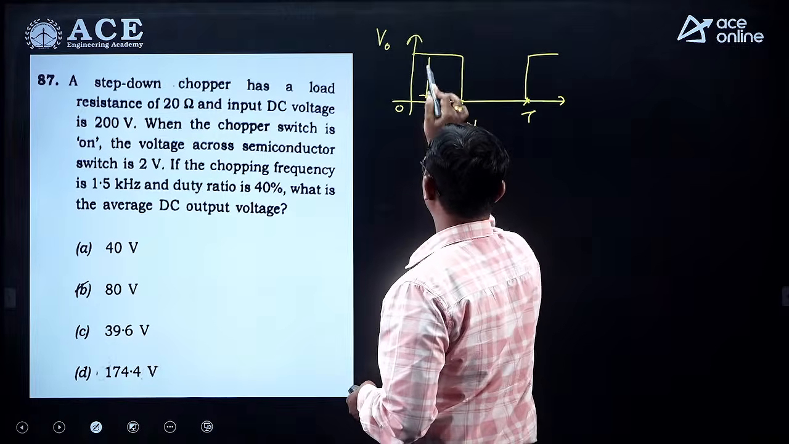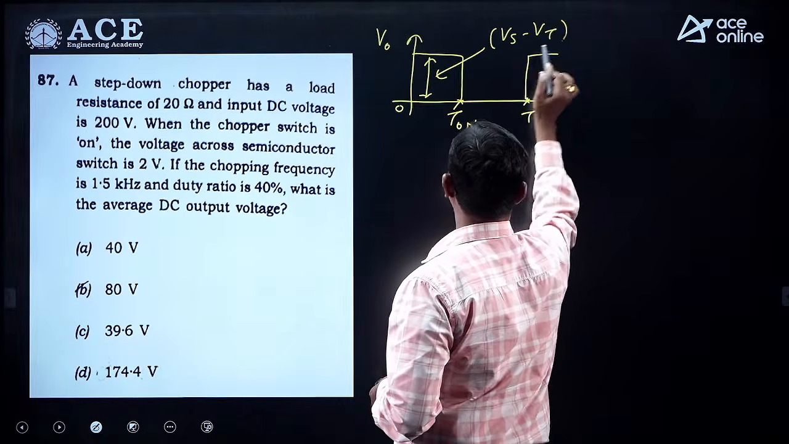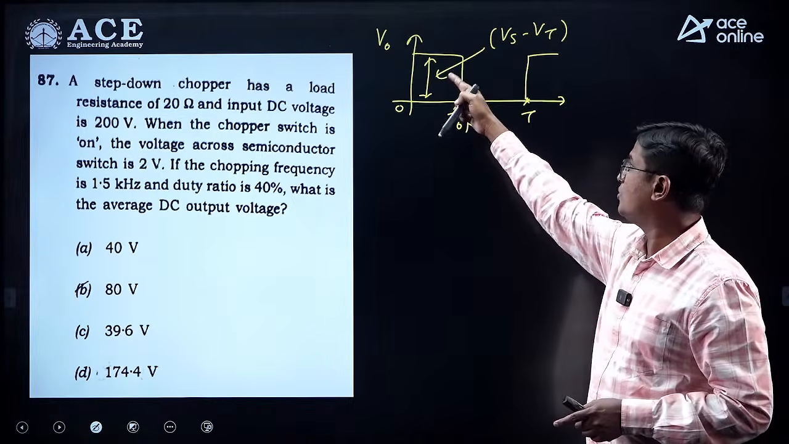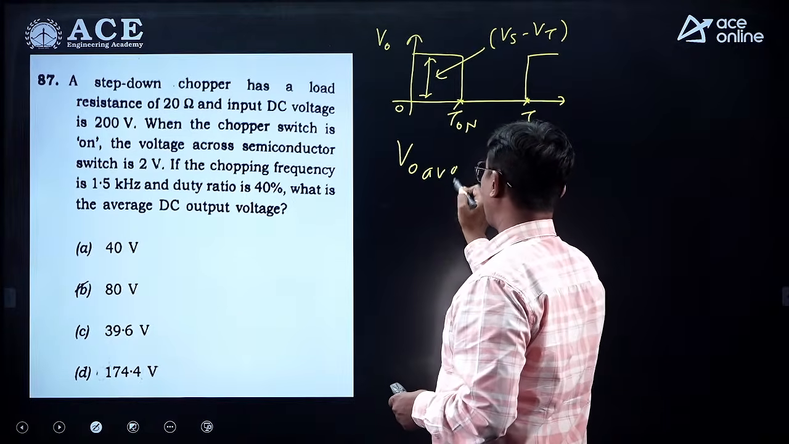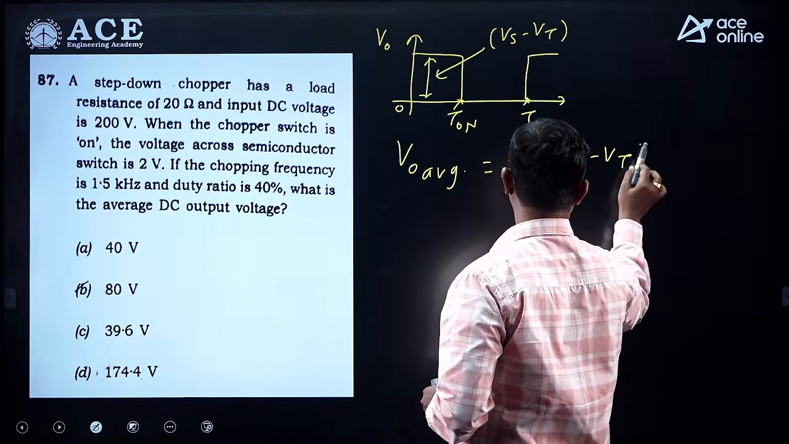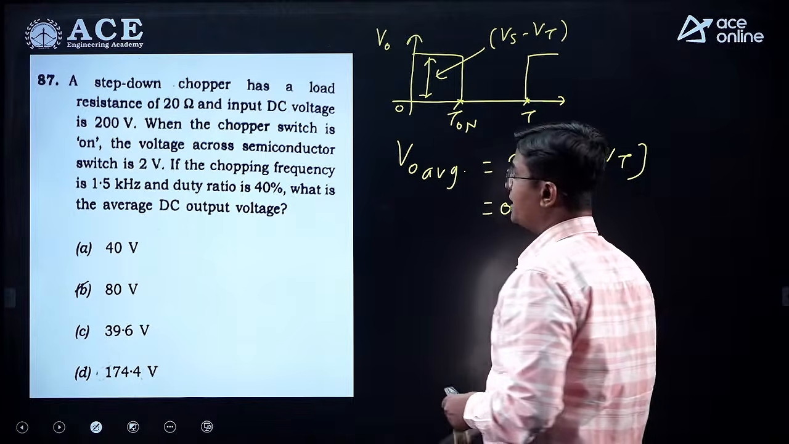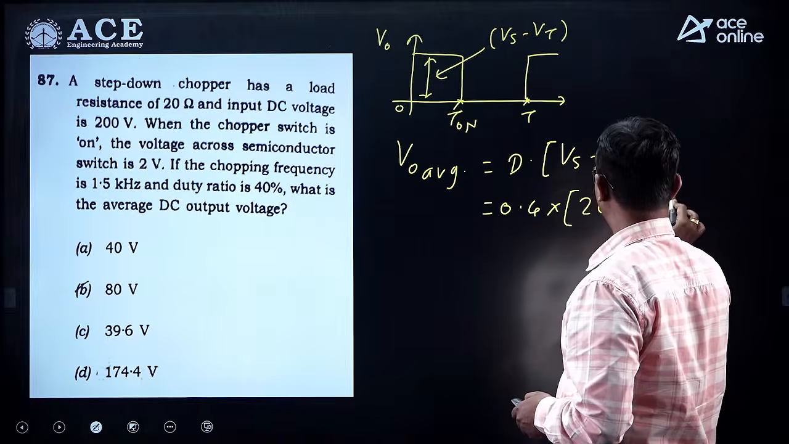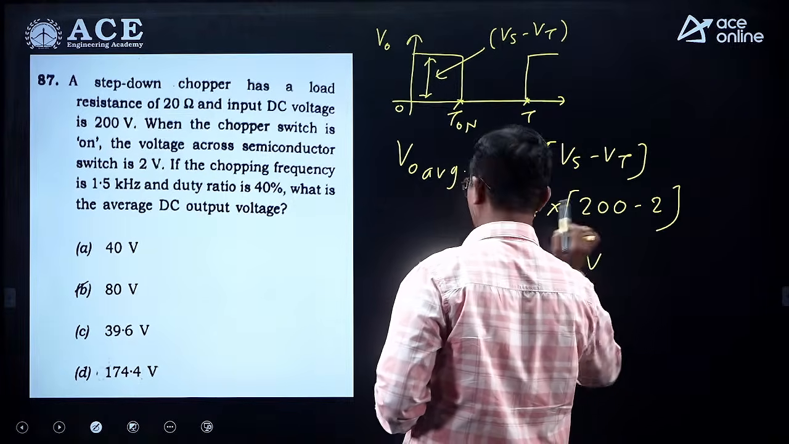And this voltage is now Vs minus Vt, that is the on state voltage drop. Vt means on state voltage drop. Without the on state drop, this voltage is Vs. Now what is V0 average? V0 average is simply D into Vs minus Vt. D is 0.4 into Vs minus Vt. Vs is 200 minus Vt is 2 volt. So if you simplify, you will get 79.2 volt.